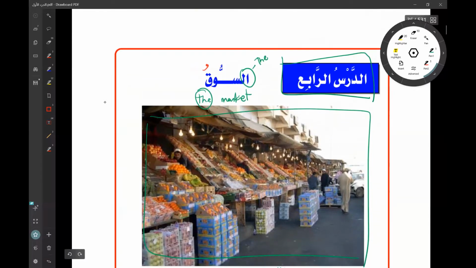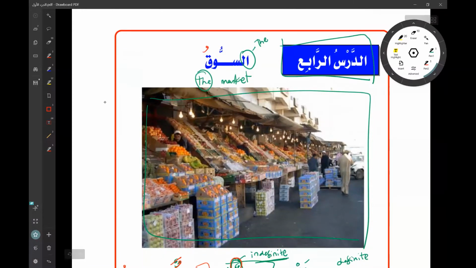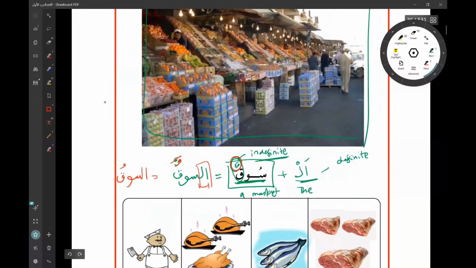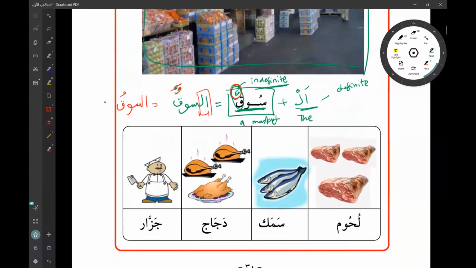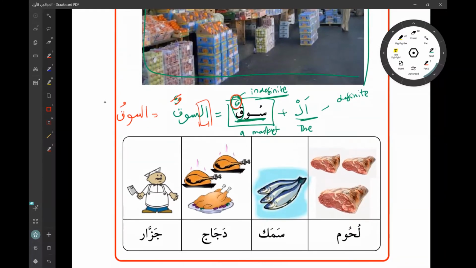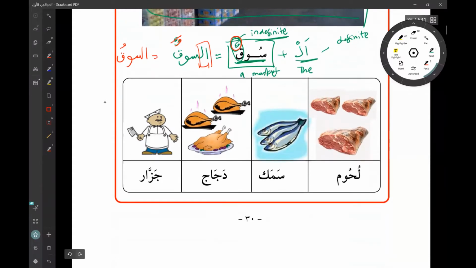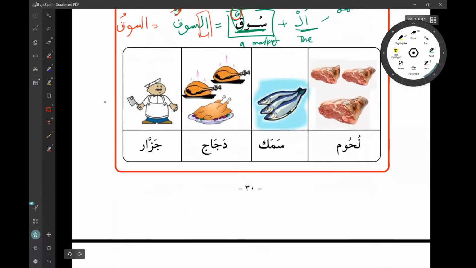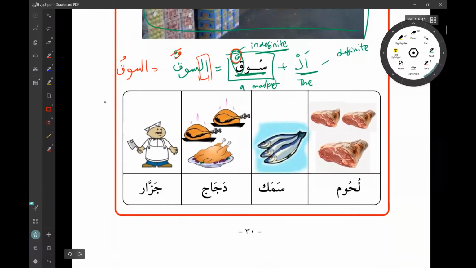We'll be seeing a lot of alif lam in this exercise, and this is something we have to get used to, right? Good. So this lesson will be all about the market, right? So we're going to the market, and we will be getting a lot of vocabulary that has to do with things that we buy. Okay, so we're starting with food.